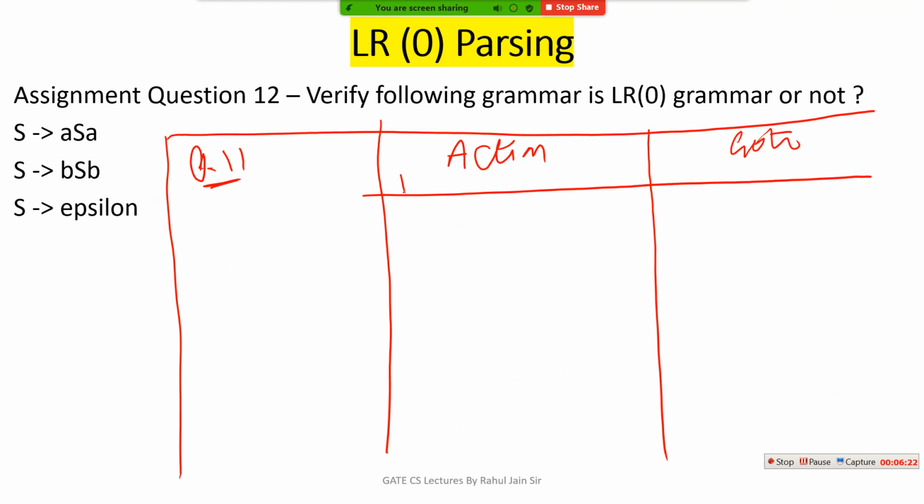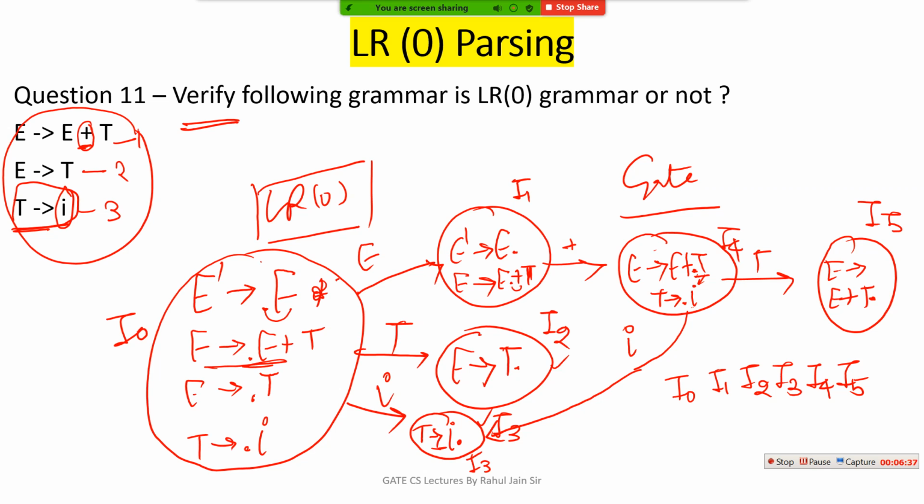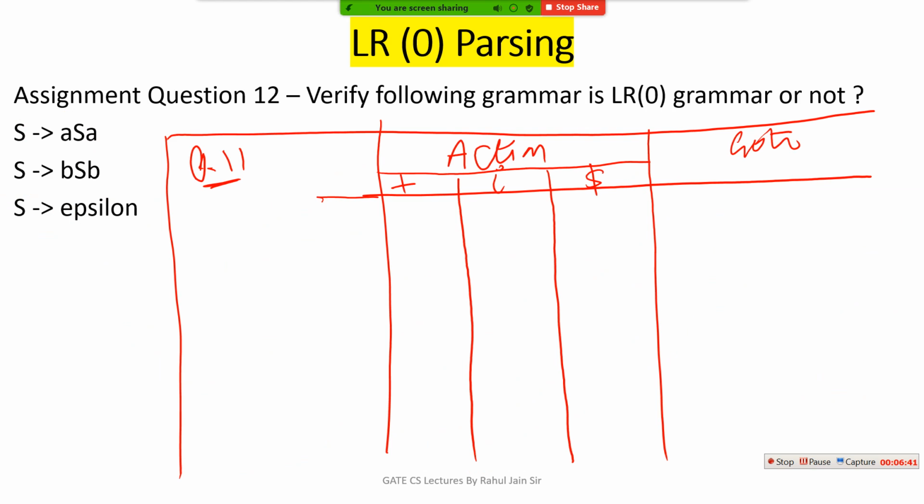So I need to add addition here, I need to add I here. And as you know, dollar is always a part of action state because our automata gets accepted on dollar. And goto will contain all the non-terminals. Non-terminals are E and T respectively. So here is E and T in goto states, and here DFA states I need to mention.